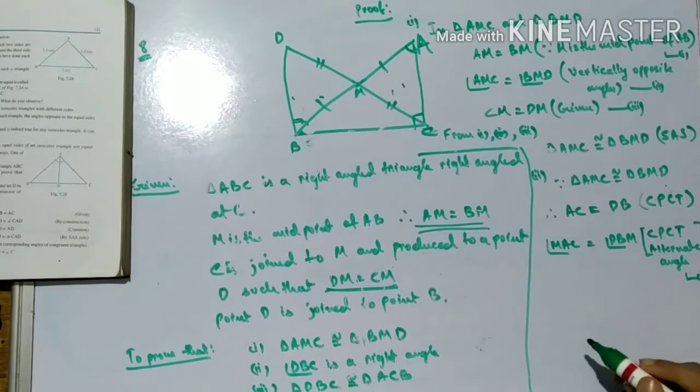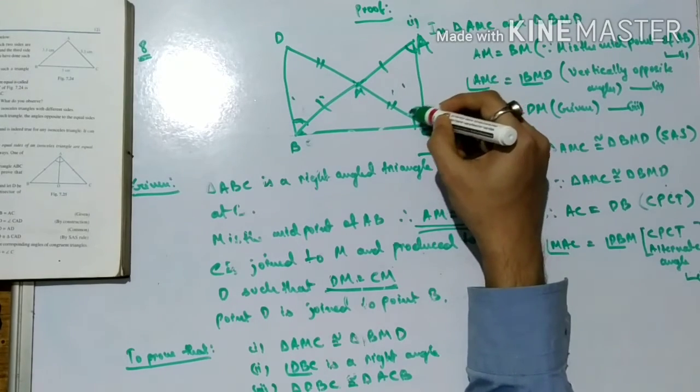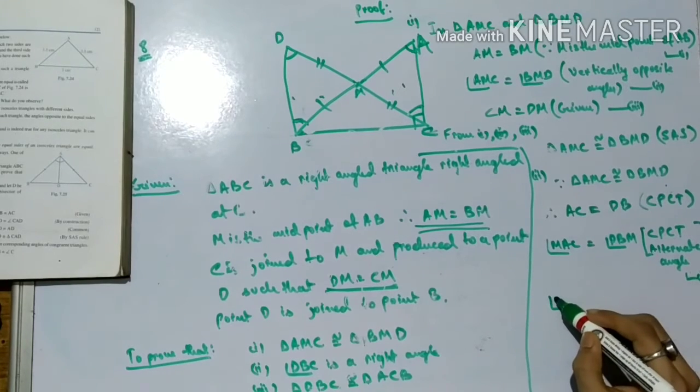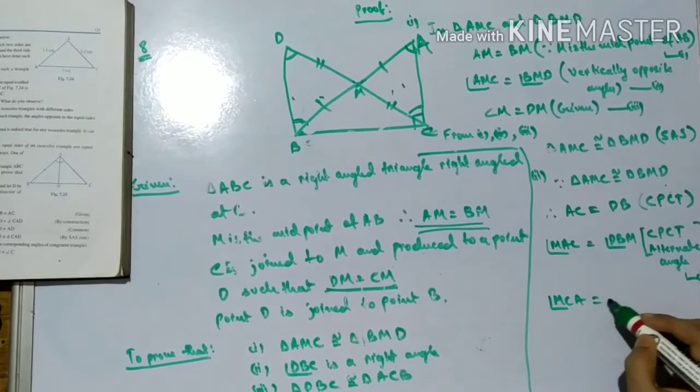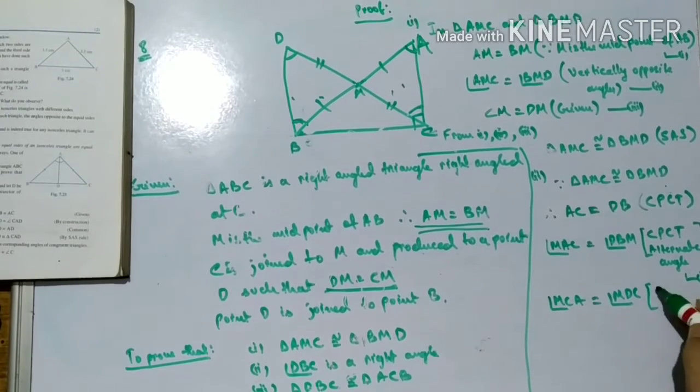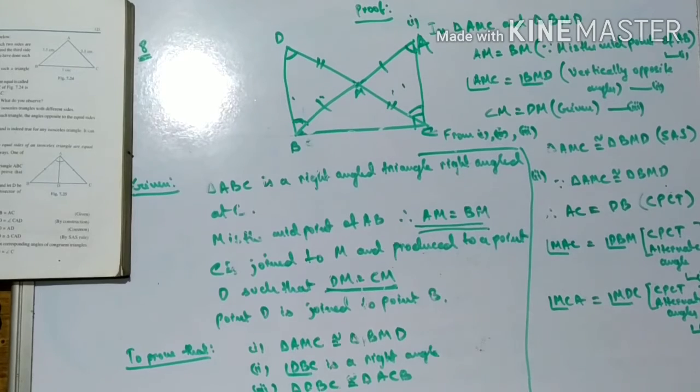And next I can write that this angle also, you see this angle also, it will be equal to this angle. Angle MCA equals angle MDB. Same, CPCT and alternate angles. And this will be our equation number 2.